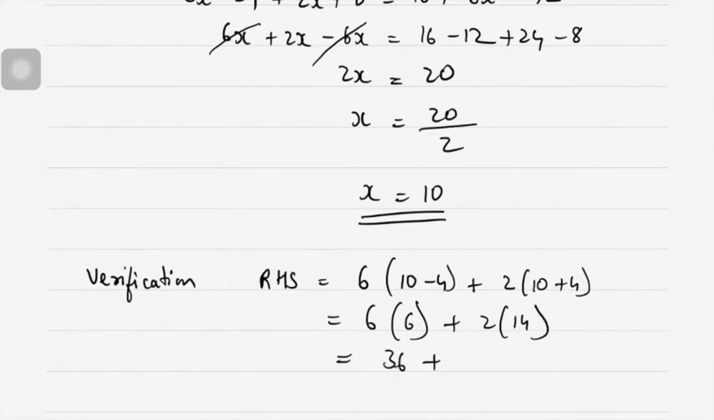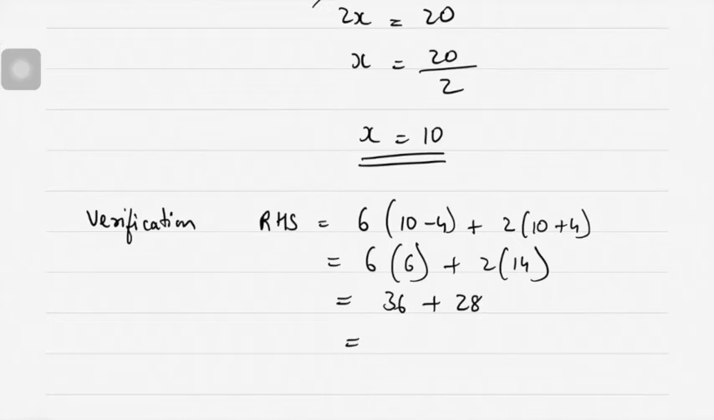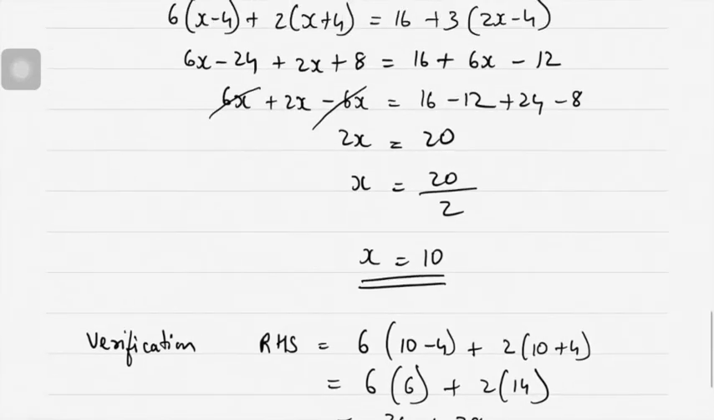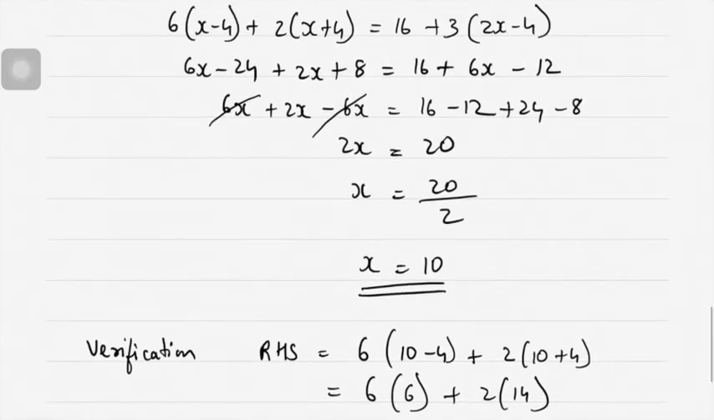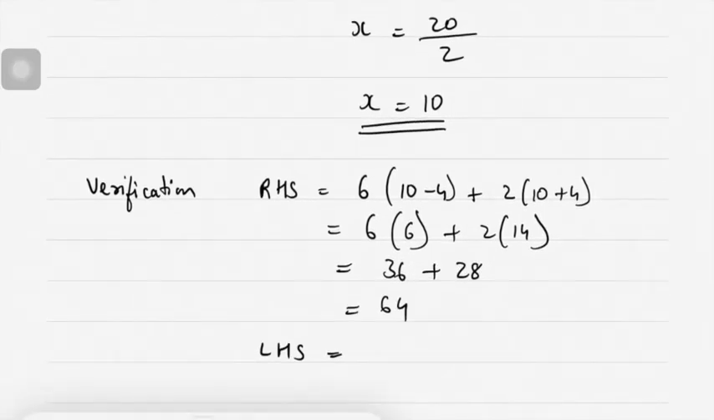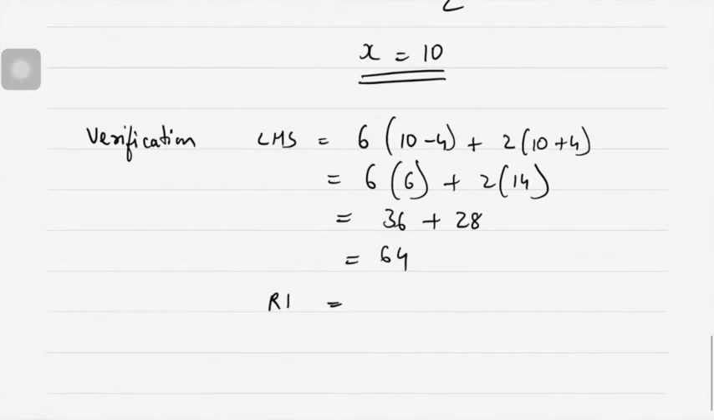6 into 6 is 36 plus 14 into 2 is 28. So 28 plus 36 is how much? Which is 64. Okay. Let's see the LHS, left hand side. Oops. This is my LHS. And this is my RHS. Okay.